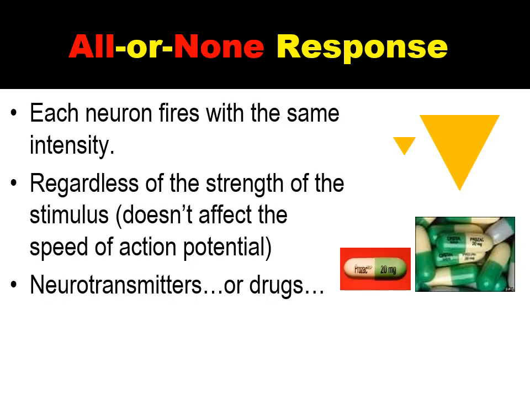And what does this mean? Well, this means it doesn't really have to do with the intensity of a drug, and that's whether it's a neurotransmitter or whether it's a drug the doctor prescribes for us or it's a street drug that we're going to talk about. It doesn't really matter the strength of the stimulus. It doesn't affect the fact that that neuron's going to fire or that neuron's not going to fire. So just so that you know, every neuron is going to fire with the same exact intensity every time.